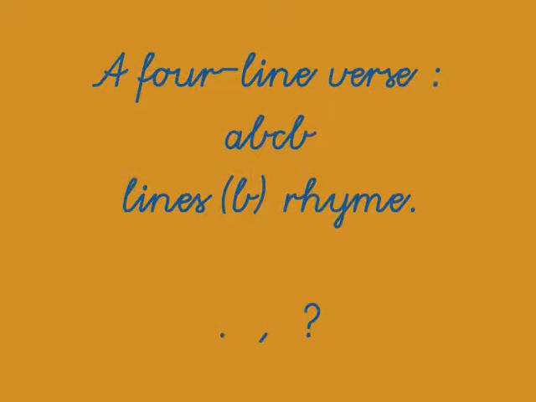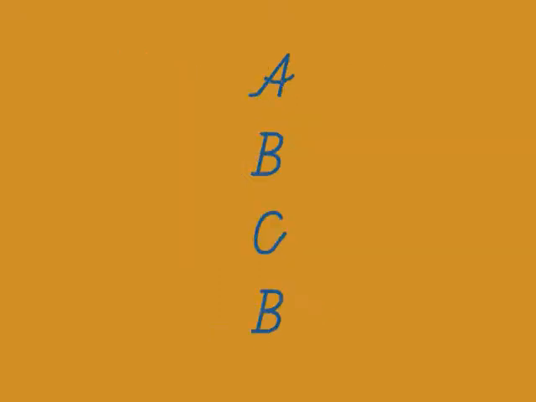Let's look at that A, B, C, B again. 4 lines in a verse. One is labeled A, the second is labeled B, the third is labeled C, and the fourth is labeled B again, because the second and fourth lines rhyme. Let's listen and see if you can hear it.